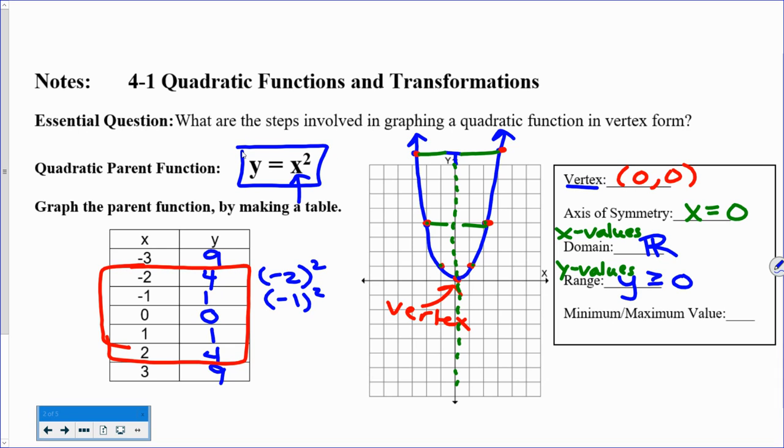Okay. Next is either a minimum or maximum value. It cannot have both. So the vertex is that starting point. So the vertex is going to indicate, is that the lowest value or the highest value? In this case, it is the bottom of the graph, so it is a minimum. The minimum value is 0. That is your y value at the vertex.